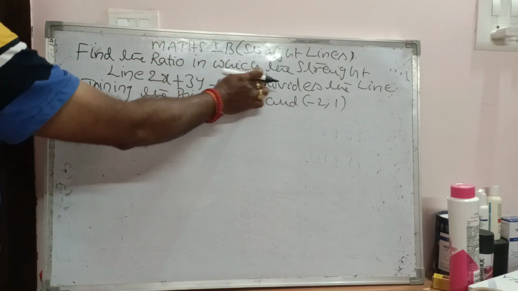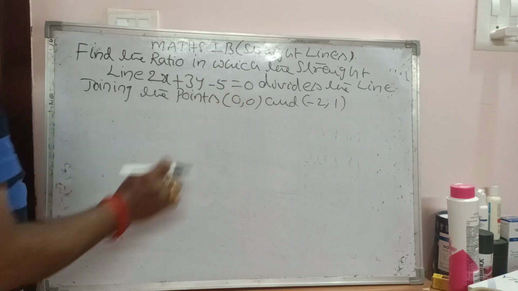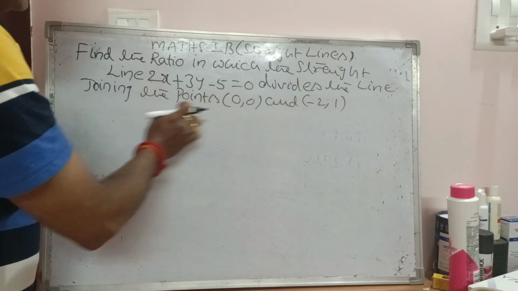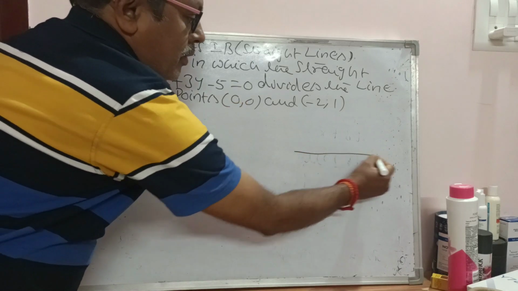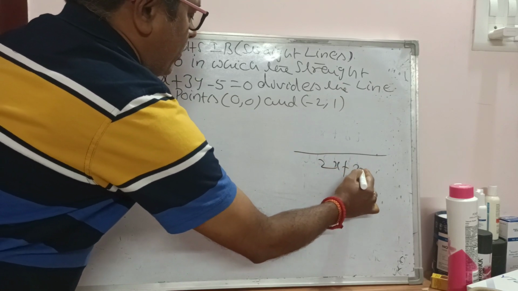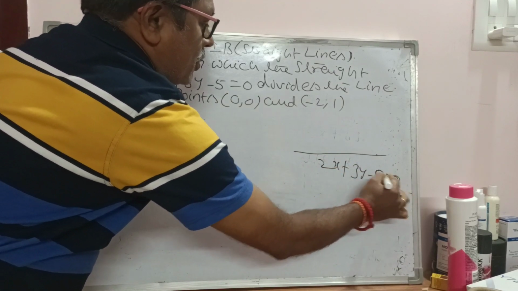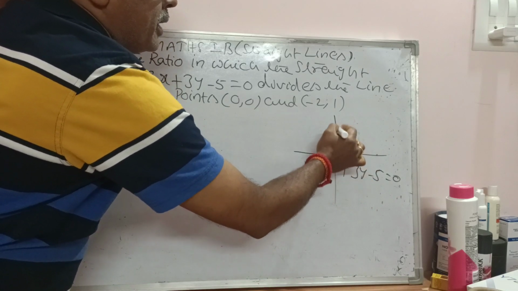Find the ratio in which the straight line 2x + 3y - 5 = 0 divides the line joining the points (0, 0) and (-2, 1). For example, this is the straight line 2x + 3y - 5 = 0. There is another line which joins these 2 points.